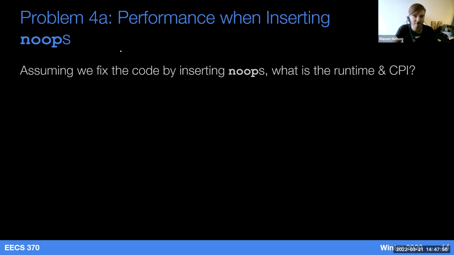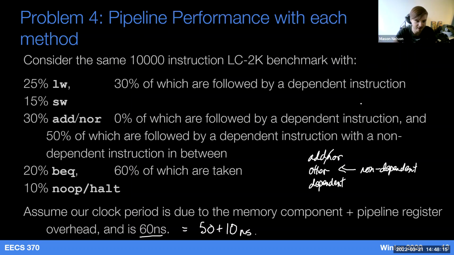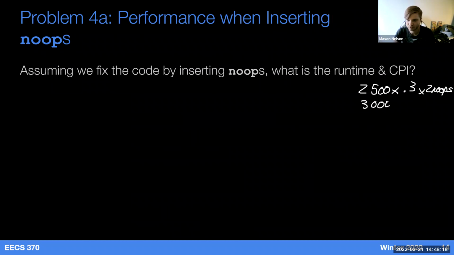So here's where we get that math. So we have 2,500 LWs, and we'll multiply that by 0.3 to get the 30% of those LWs. And then we'll add in two no-ops for each of those. Similarly, for our add NOR, we had 3,000 of those. And we see that 50% have this sandwich situation. So we'll multiply that by 0.5, and then we'll add in one NOOP because it's a sandwich. And then because we're inserting this into actual code, that's going to get added to both the numerator and the denominator for our CPI calculation.